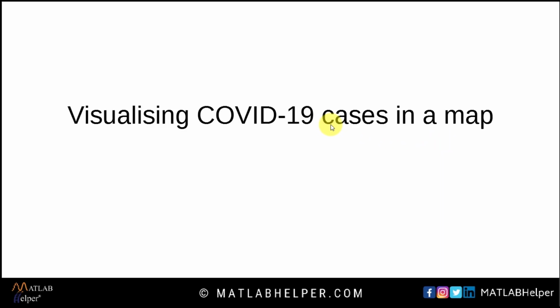We have seen how we can create an interactive globe using the mapping toolbox, and also we saw how we can select the cities and know their names and latitude and longitude locations. Now let's move further to the next code. We can see how we can visualize the COVID-19 cases in a map using the mapping toolbox. Let's move to the code.